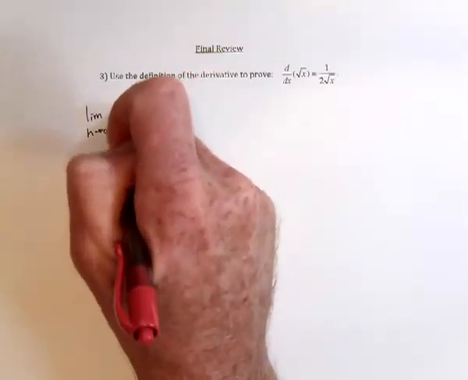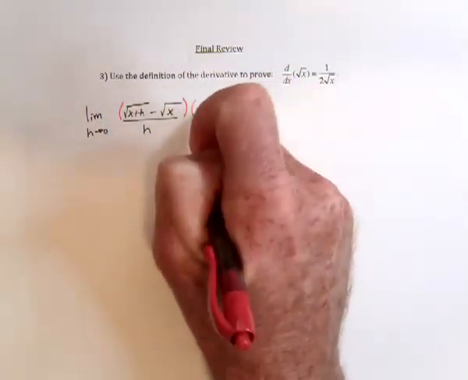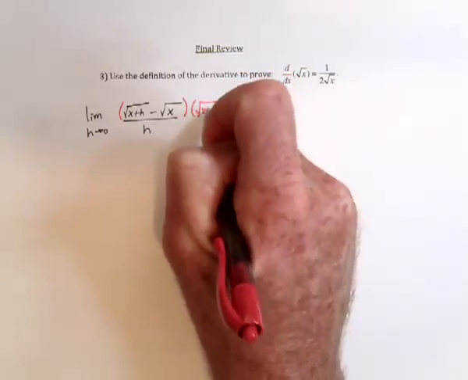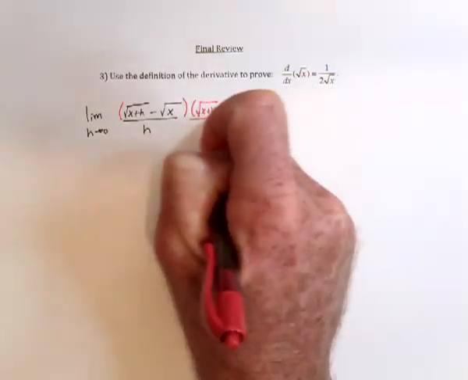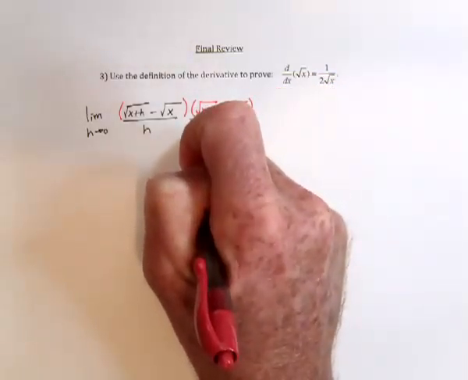Well, in order to get rid of the square roots, multiply by the conjugate, the square root of x plus h, and then plus the square root of x. And that needs to be done on the numerator and denominator.